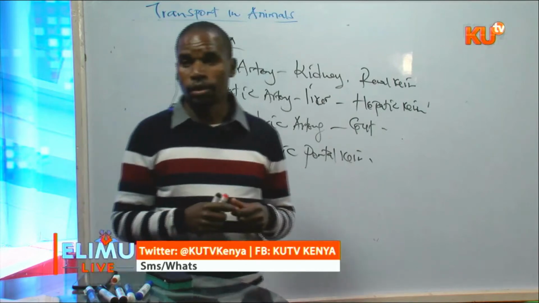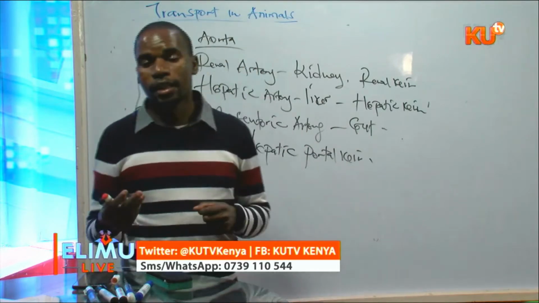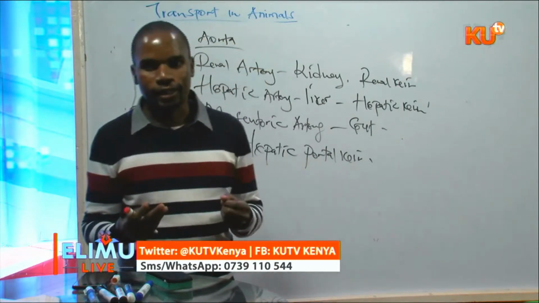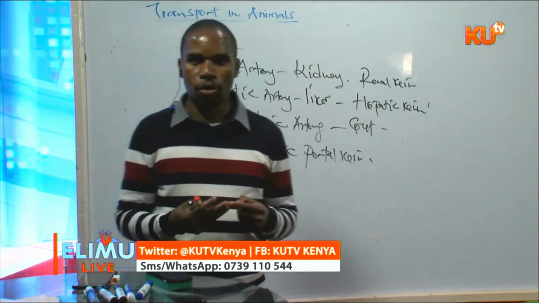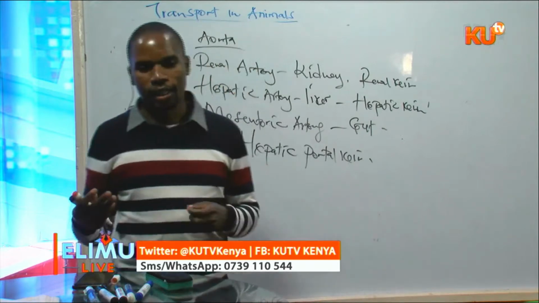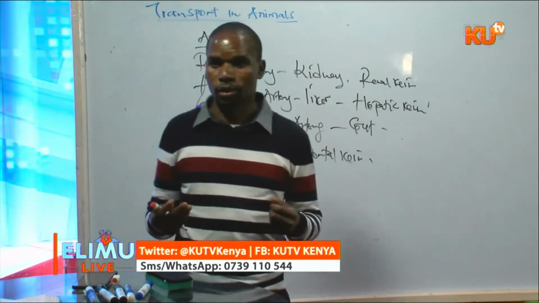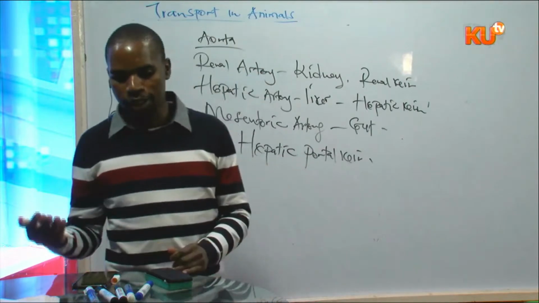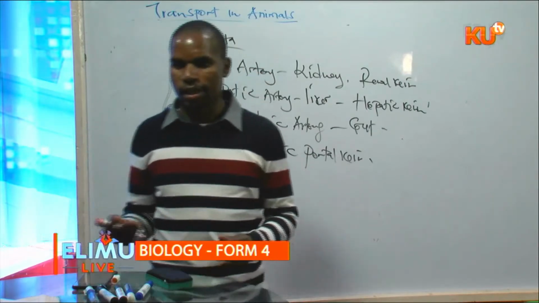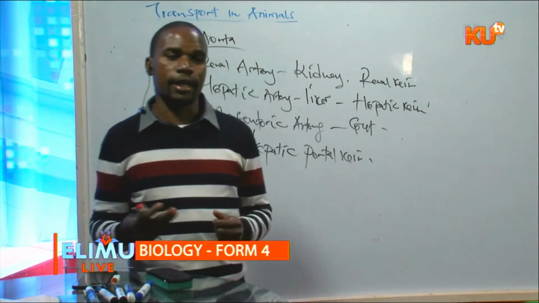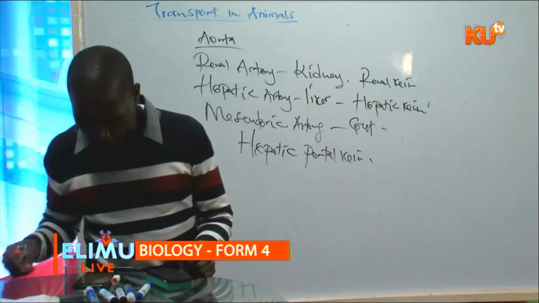Number 2 is that we need a transport system so that our organs can be supplied with nutrients or respiratory gases that we require, because we are respiring and we need oxygen. We need also to eliminate CO2, so that's why we need a transport system.